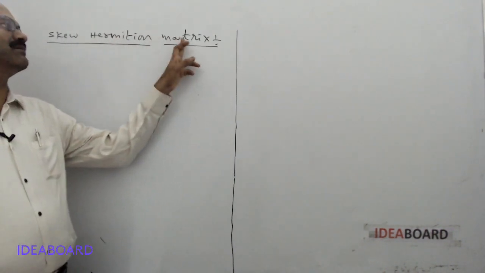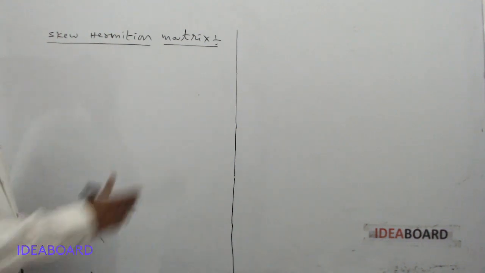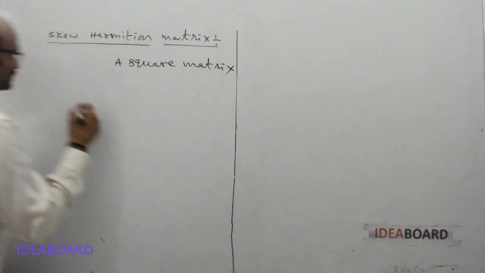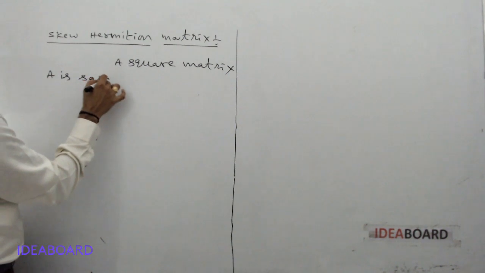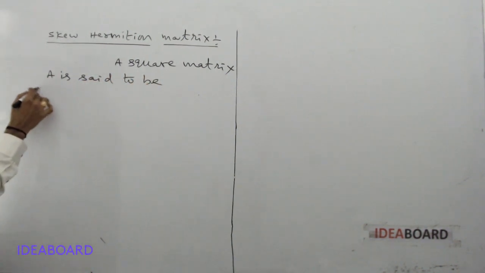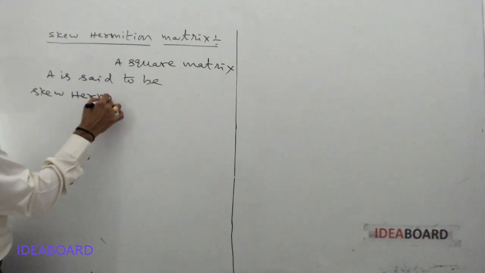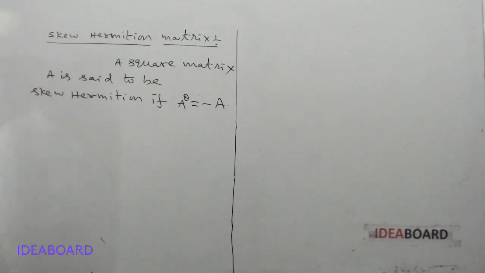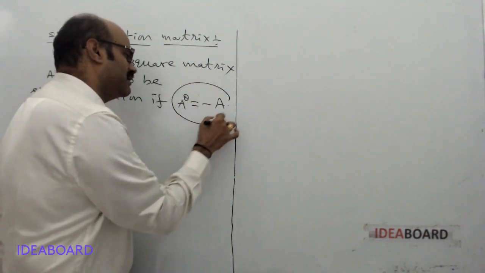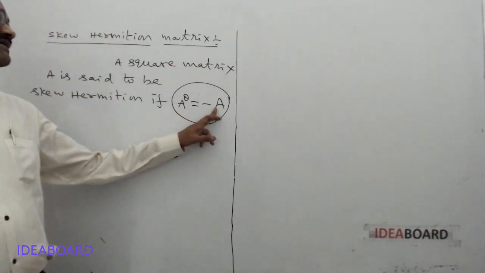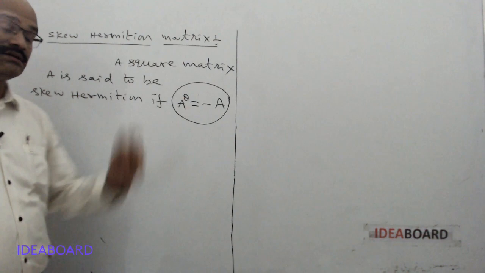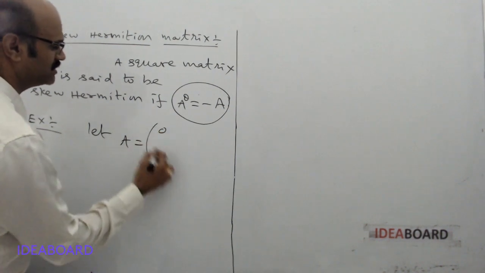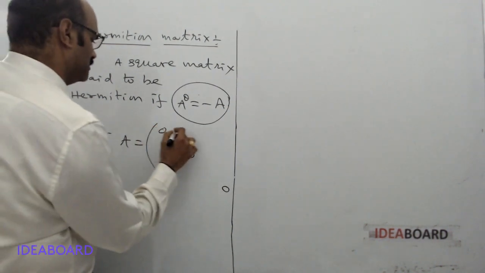Next definition, skew-Hermitian matrix. A square matrix A is said to be skew-Hermitian if A power theta equal to minus A. Whenever you have A power theta equal to minus A, then we say that that matrix A is said to be a skew-Hermitian matrix. Example, let A equal to 0, 0, 0, 6i.